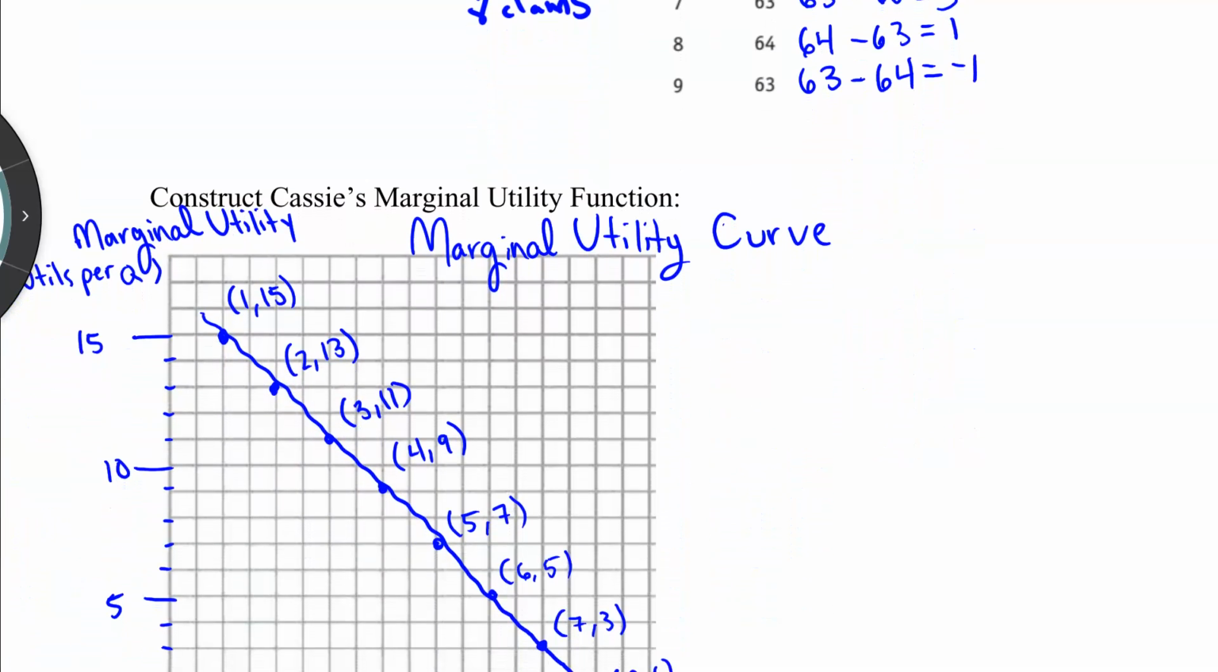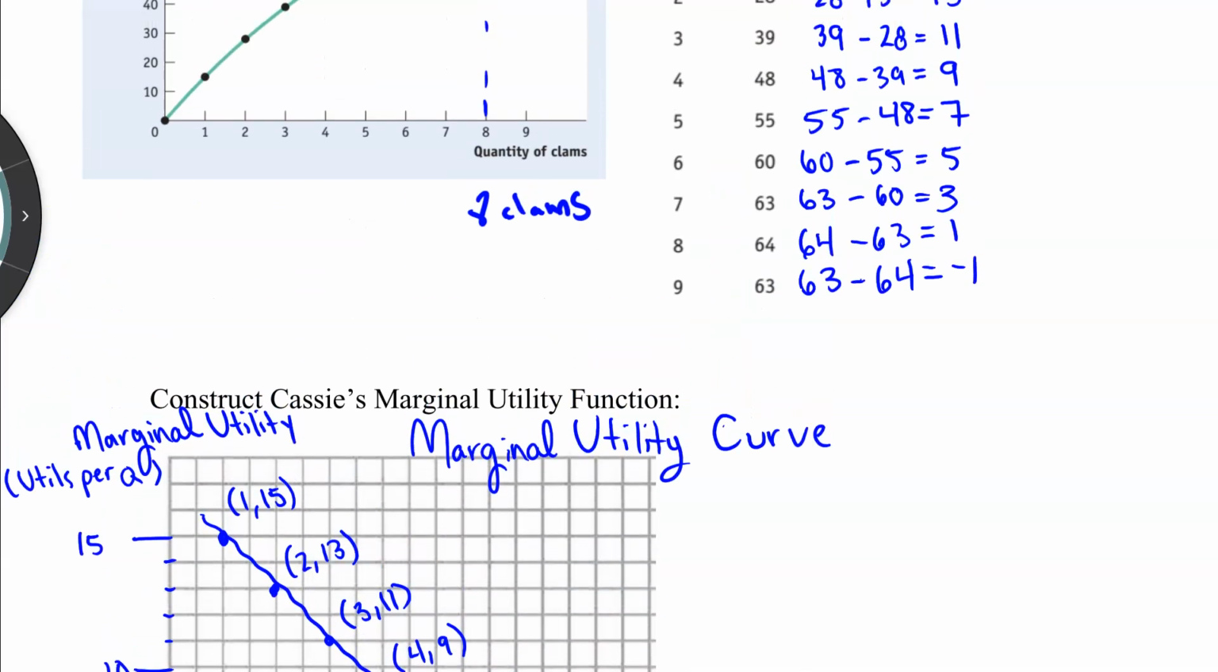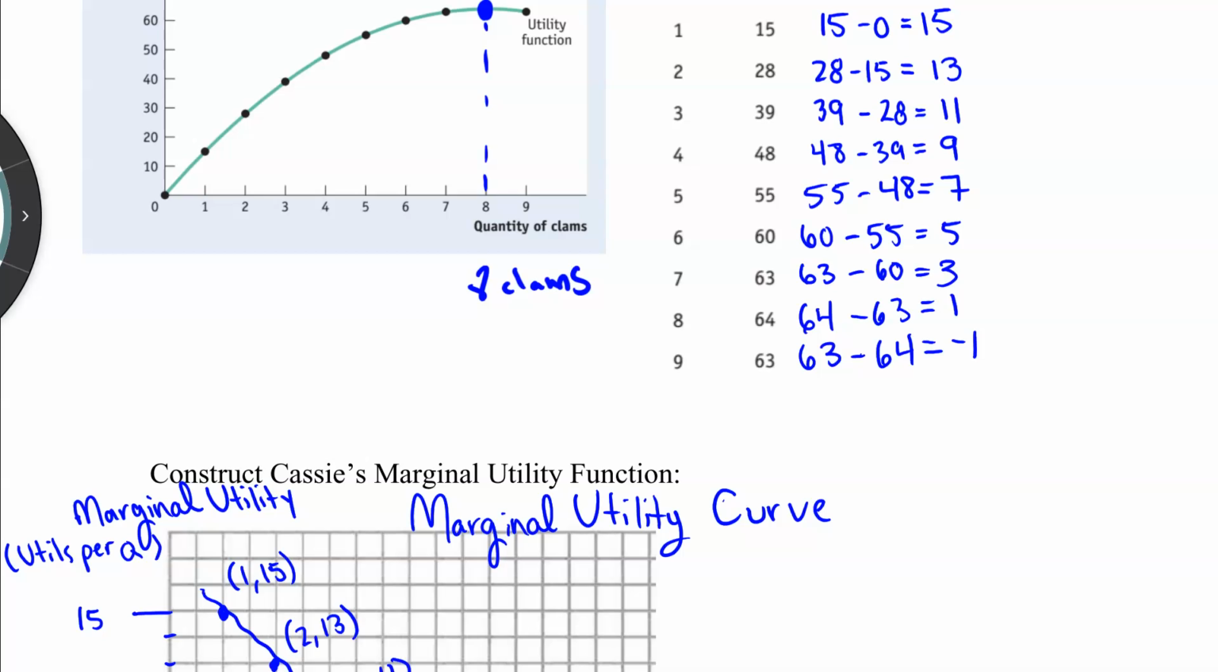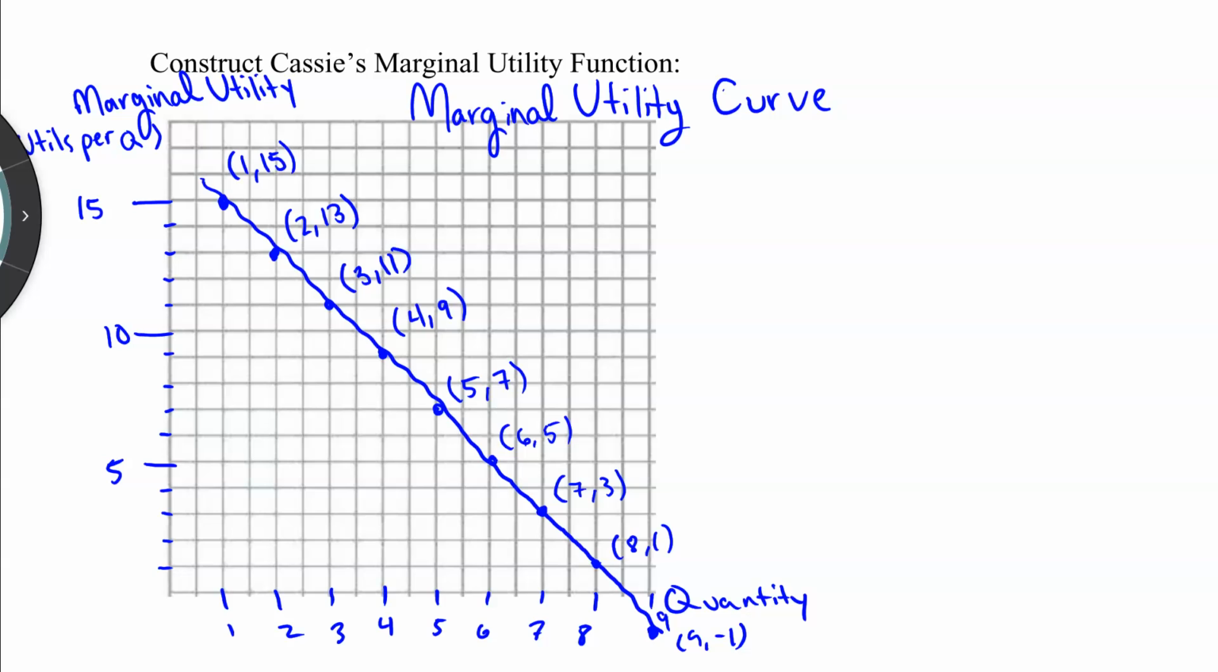So let's talk about what's going on here. We've got our marginal utility curve, which is constructed using our marginal utility and the quantities. So marginal utility on the y-axis and quantity on the x-axis. You'll notice that we have a decreasing marginal utility, which just means that we get a lot more pleasure out of consuming one more at the beginning than we do at the end.